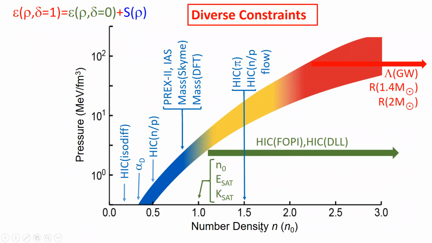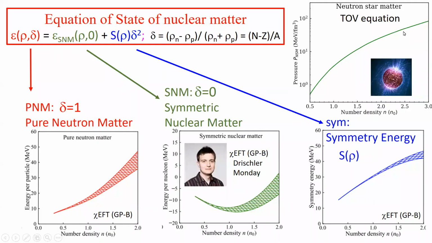Now I want to give you not just the range of the constraints I show you, but where all the constraints are, according to density, not the pressure yet, just the density. You can see all the arrows. And the other thing I want to say is that now we took care of the neutron star TOV equation, because neutron star observations normally give you just the pressure, not the microscopic origin of the equation of state.